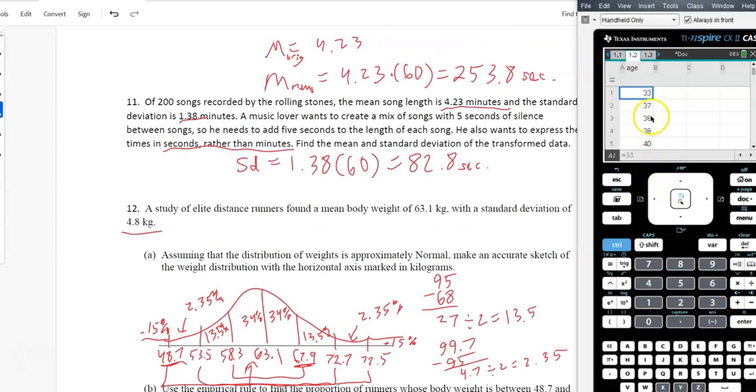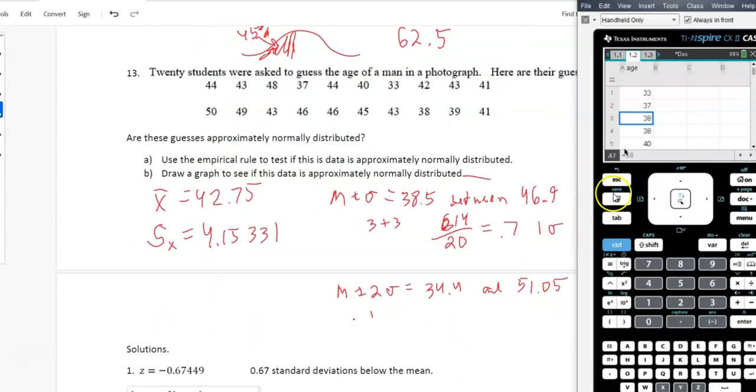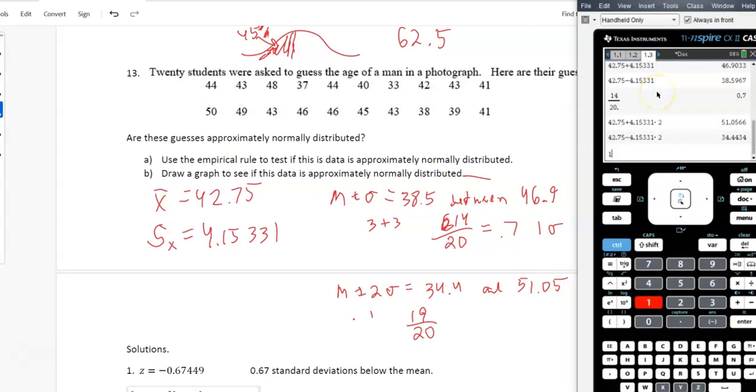Oops, sorry about that. And 51.05, there are none that are higher. So we actually have 19 out of 20 that are between those two numbers. If you get your calculator page out, 19 divided by 20 is 0.95. Ooh, I like that. So within two standard deviations, this is 0.95. That's actually perfect.